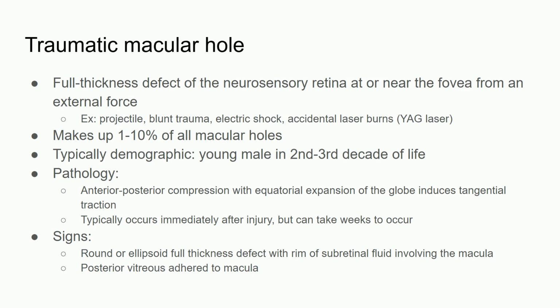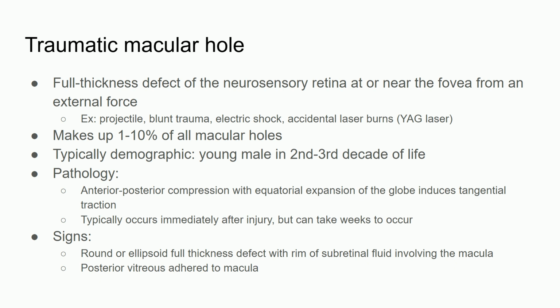Next is traumatic macular hole. This is a full-thickness defect of the neurosensory retina at or near the fovea from an external force. It makes up about 1 to 10% of all macular holes. The typical demographic tends to be people more likely to be in traumas, so young males. The pathology: anterior to posterior compression with equatorial expansion of the globe induces tangential traction. This typically occurs immediately after the injury, but can take weeks to occur.